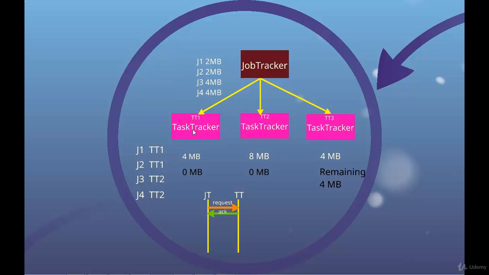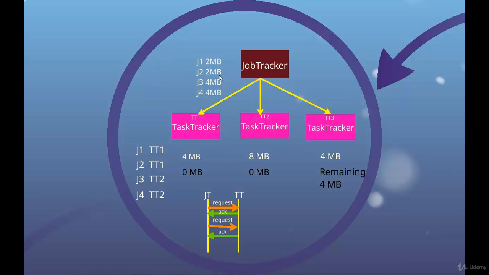Now when the next job comes, the same process repeats. Request and then got the acknowledgement. For the next job, it's going to ask TT1. TT1 is going to say either yes or no. What will it say? For job J2, it will say yes. Because it still got the memory, so it says yes and it gets the job J2 allotted.